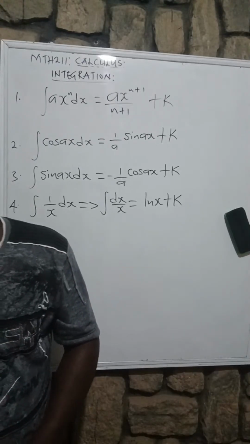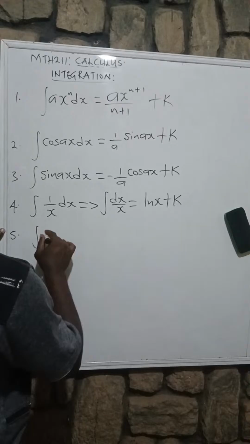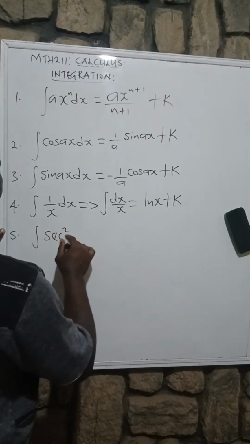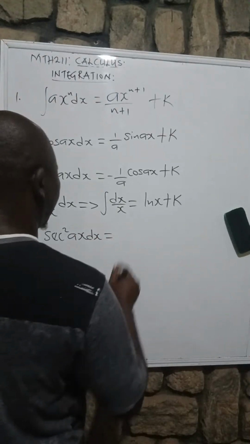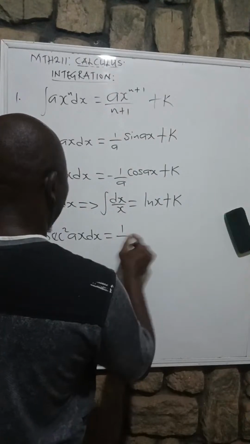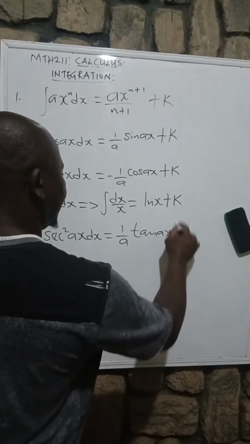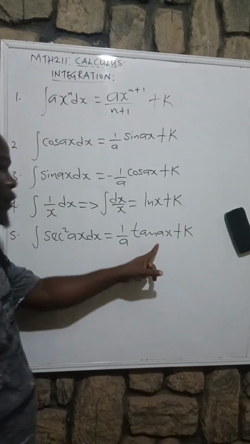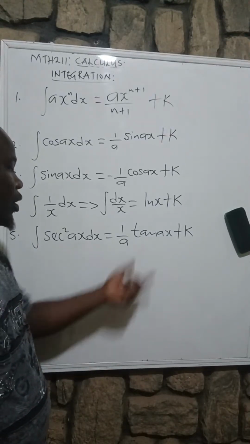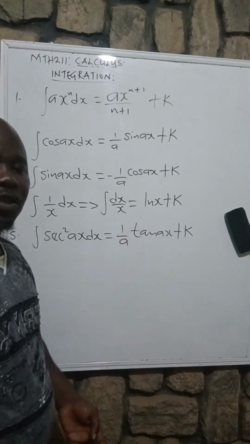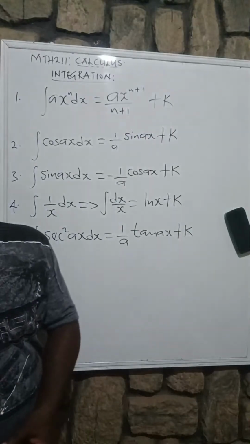And whenever you integrate sec square ax dx, you are going to have 1 all over a tan ax plus k, because when you differentiate this, you are going to get back this. If you differentiate tan x, you are supposed to have sec square x. So the same thing.